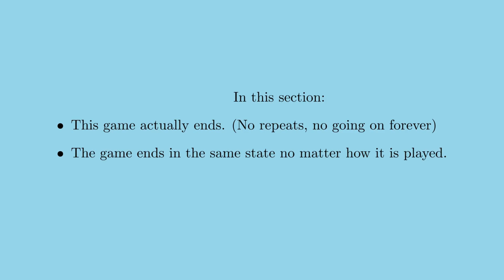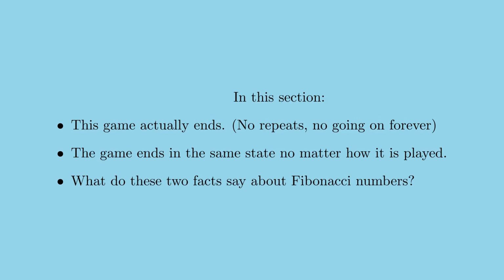So what about this game? What do we want to show? Our goal is to show that first of all, it actually ends and can't go on forever. Second, we want to show that it always ends in the same state, no matter what sequence of moves you make. Once we show these 2 things, we'll analyze what it says about the Fibonacci numbers at the end of the section.